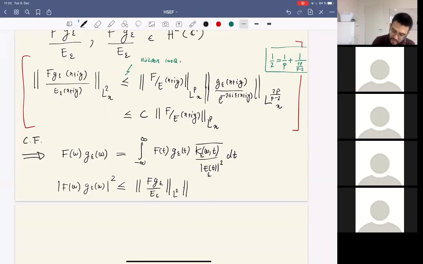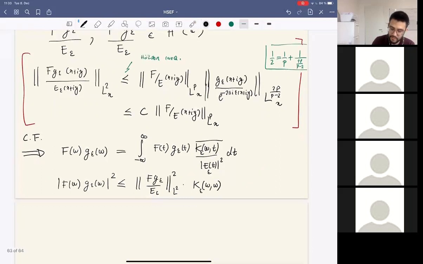And this should be what? K epsilon L2, which would be exactly this in L2, but I'm putting a square on both sides. And we computed this. This was my remark. This guy is just K epsilon of W W. So let me erase that. That would be just K epsilon of W.